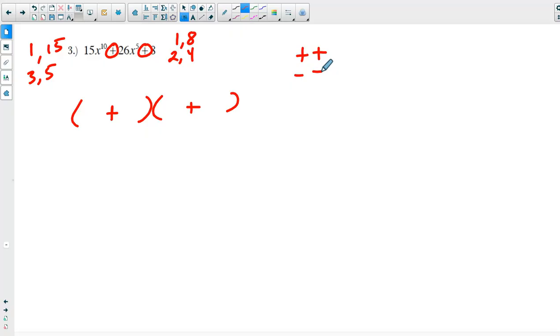Three and five. 3 and 5. So this is 5x to the 5th this time, and this is 3x to the 5th. So notice the 10 and the 5, but we just take half of 10, that's what we got. What should we multiply by? 1 and 8 or 2 and 4?